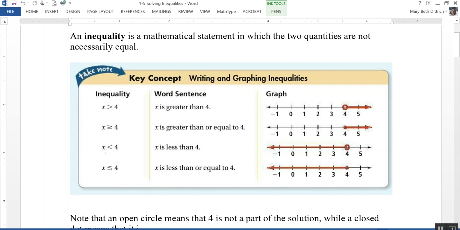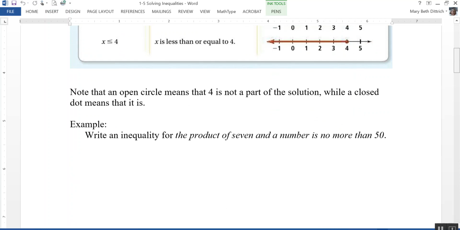If x is less than 4, again the open circle, and this time going in the negative direction, and x is less than or equal to 4, a solid filled in dot over the 4 and going in the negative direction. Notice that the open circle means that 4 is not a part of the solution, while a closed dot means that it is. Let's take a look at an example here.